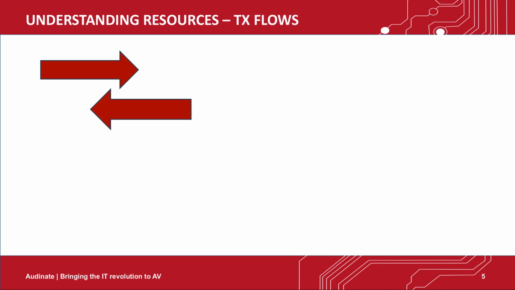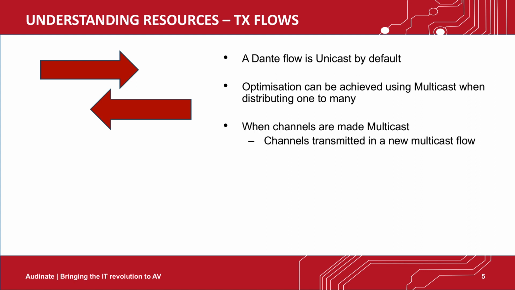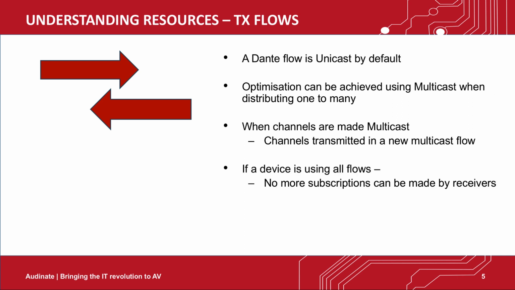As we mentioned already, a Dante flow is unicast by default, but optimization can be achieved using multicast when distributing one-to-many. When channels are made multicast, those channels will be transmitted in a new multicast flow. When you add a channel to a multicast flow that's already created, the receiver will switch over to use the multicast flow. When you subscribe unicast or create multicast, the receiver switches. When you delete multicast, the receiver reverts to unicast.